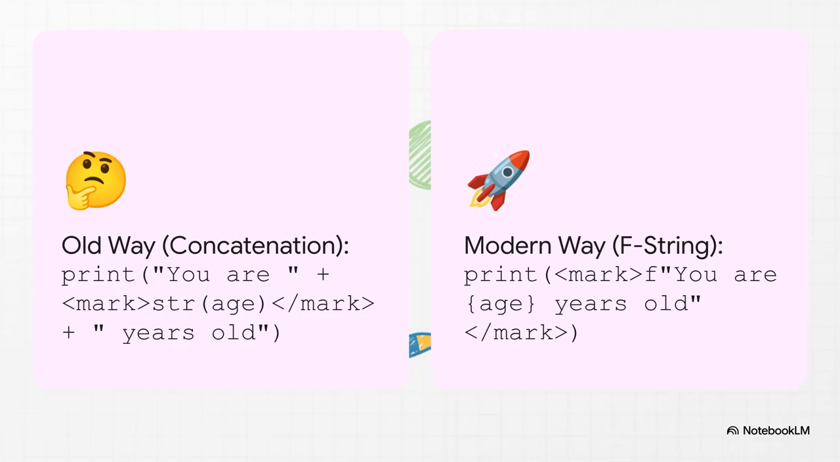Well, there are a few ways, as you can see, but honestly, the one you really want to use, the modern, clean, and highly recommended method, is what's called an f-string. You just pop a little f right before the first quote, and then you can put your variable directly inside these curly braces. It's so much easier to read, and it's what we're going to use from now on.